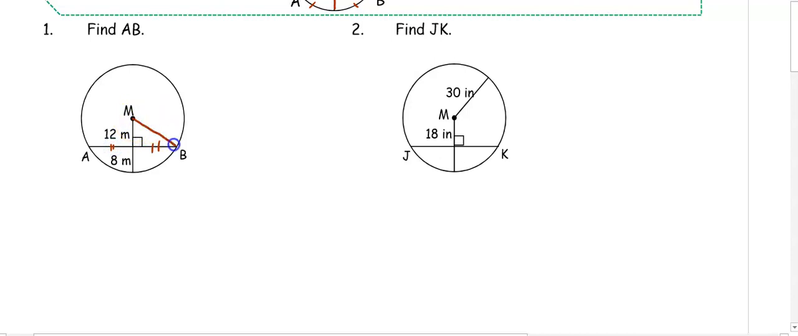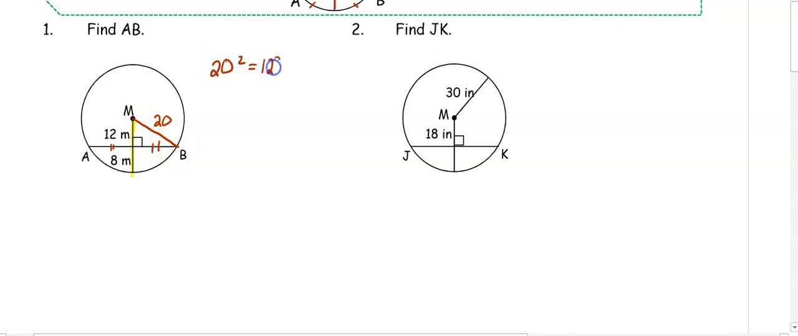If we draw in MB, that gives us a radius. Now remember that M to the edge over here is also a radius. So if we add those two numbers together, 12 and 8, we know our radius has a length of 20. So now we can focus on the triangle and we can do the Pythagorean theorem.